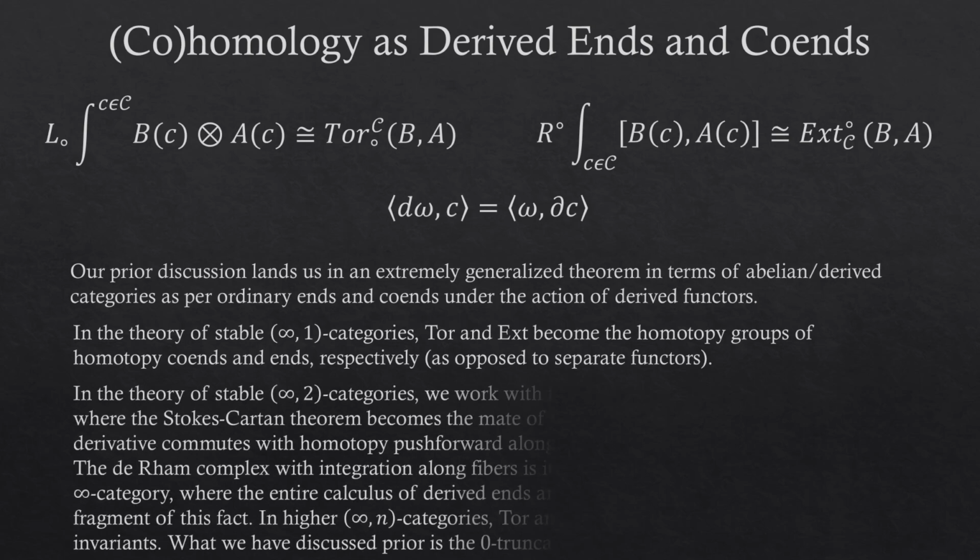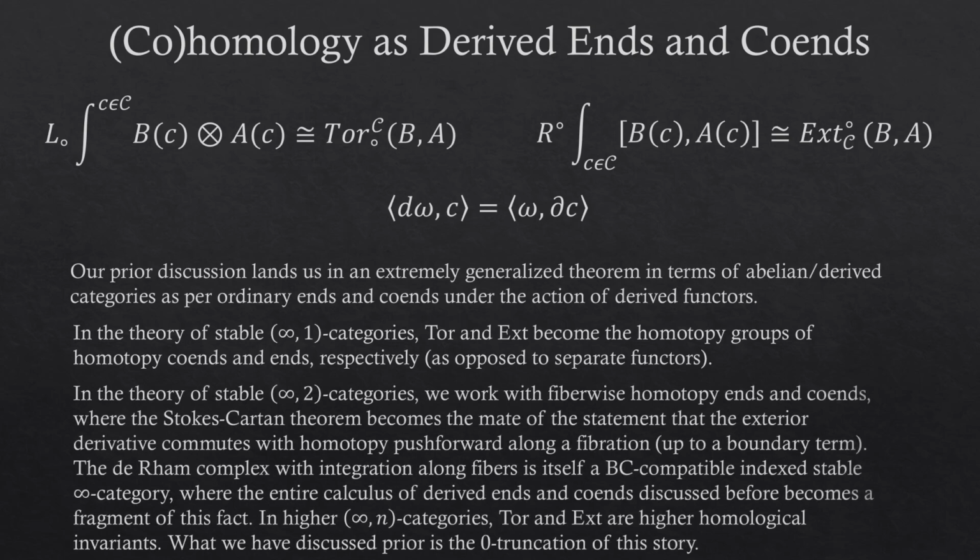In the theory of stable infinity bi-categories, we work with fiber-wise homotopy ends and coends, where the Stokes-Cartan theorem becomes the mate of the statement that the exterior derivative commutes with homotopy push-forward along a fibration up to a boundary term. And so the derived complex with integration along fibers is itself a Beck-Chevalley compatible indexed and stable infinity category, where the entire calculus of derived ends and coends discussed before becomes a fragment of this very fact.